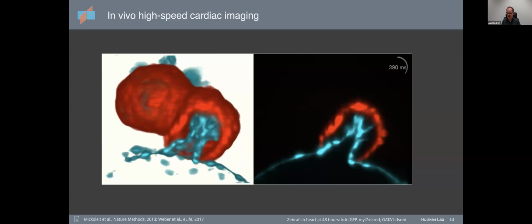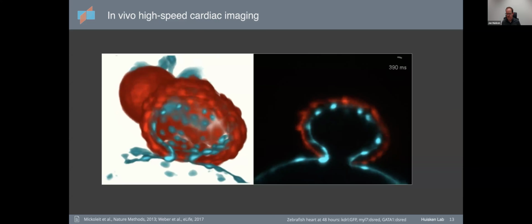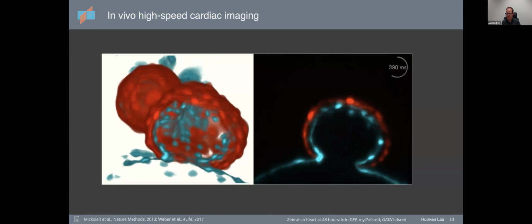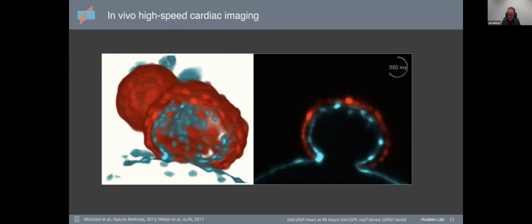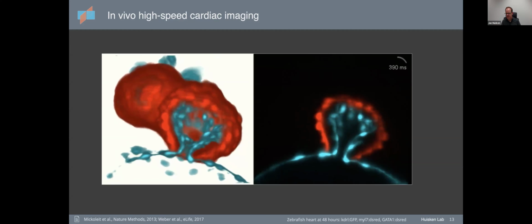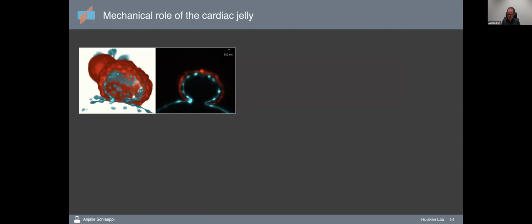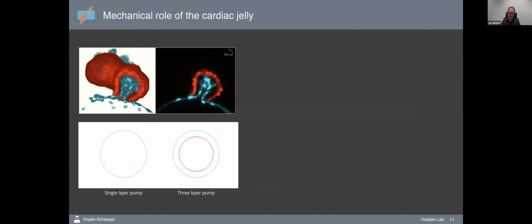So in another project, we've looked very carefully at the details of the zebrafish heart. Here we see on the right the raw data, a cross-section through the heart. On the left, a 3D reconstruction. I don't really want to go into the details, but we were mostly interested in the mechanics of the heart. So how is the force that the myocardium exerts transmitted onto the endocardium? How is the endocardium folded to make this 3-layer pump an efficient pump?